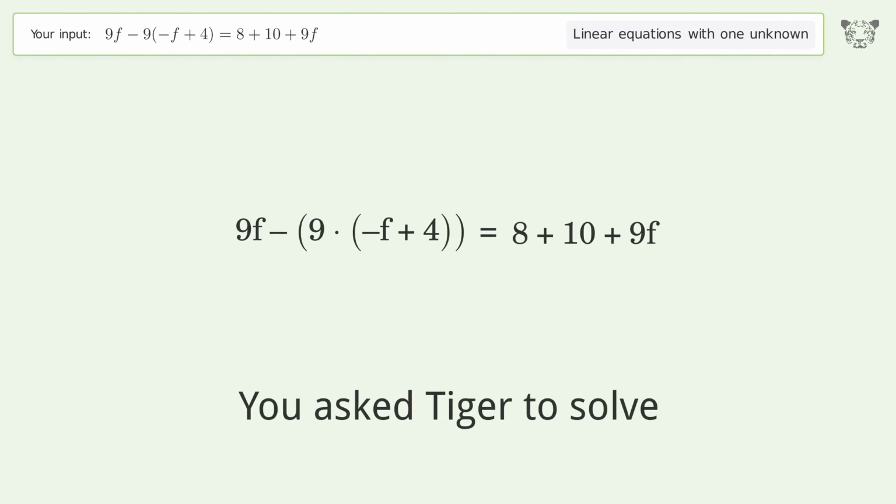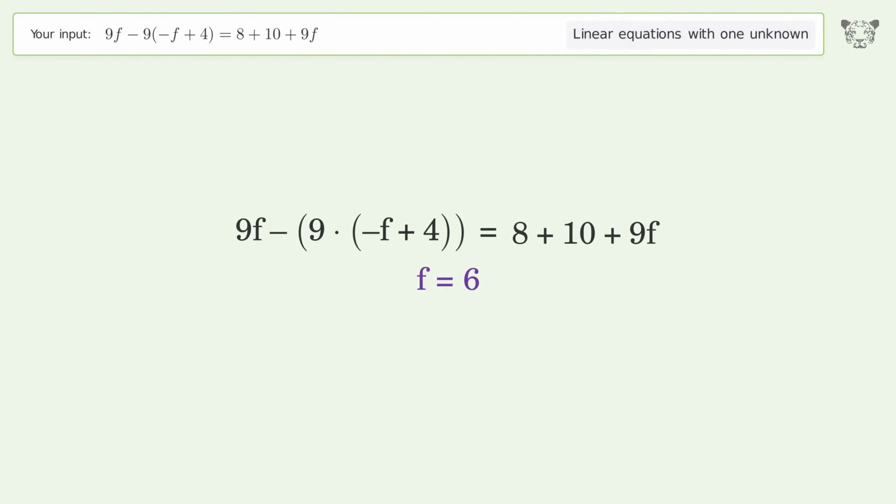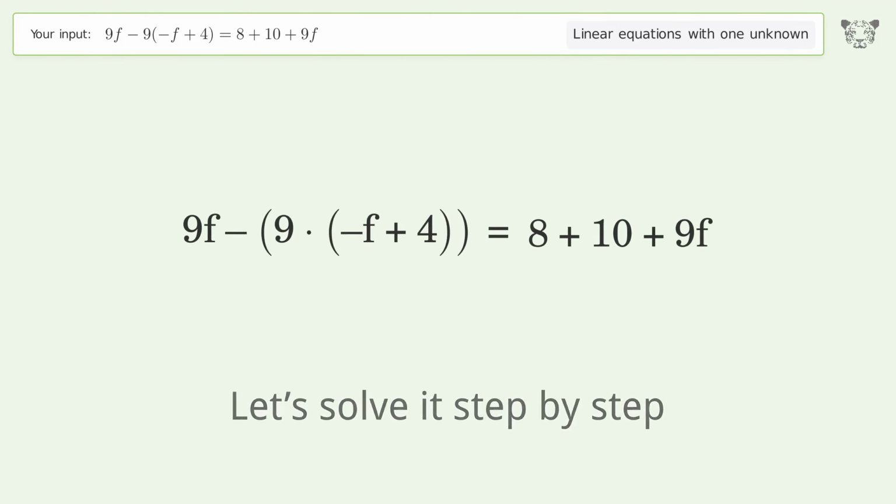You ask Tiger to solve. This deals with linear equations with one unknown. The final result is f equals 6. Let's solve it step by step.